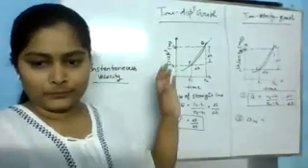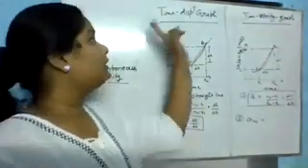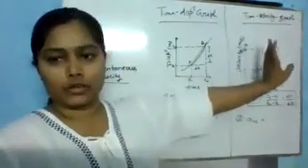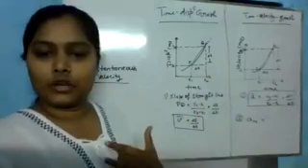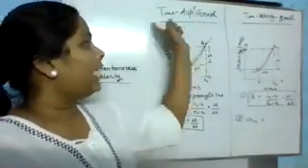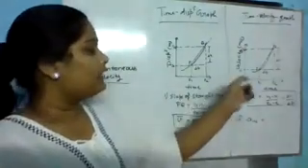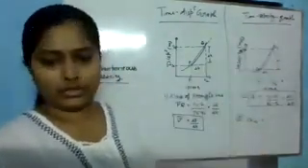Okay. So in the previous lecture, we already discussed the time displacement graph and the time velocity graph, right? Now here I am going to discuss average velocity and instantaneous velocity with the help of the time displacement graph, and average acceleration and instantaneous acceleration with the help of the time velocity graph.